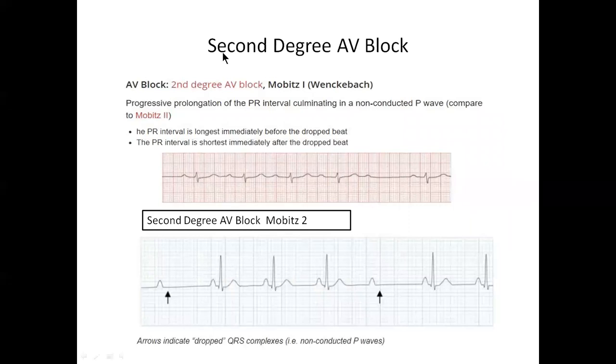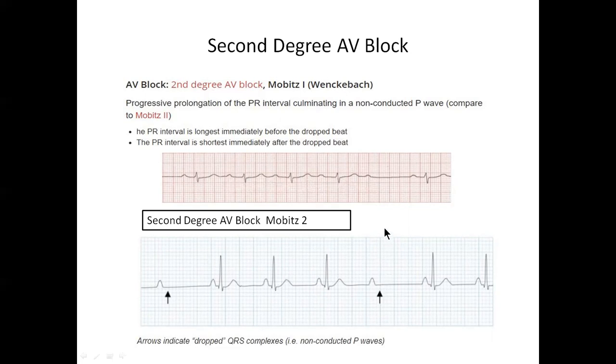The next one is called second degree AV block, and there are two types. It's called Mobitz 1 and Mobitz 2. Okay, Mobitz 1 is also called Wenckebach. Now let's see what all these words mean. So in second degree AV block, Mobitz 1, what happens is the PR slowly gets longer and longer and longer like that, and then it drops 1 QRS complex. Okay, so that's called second degree AV block, Mobitz 1 or Wenckebach.